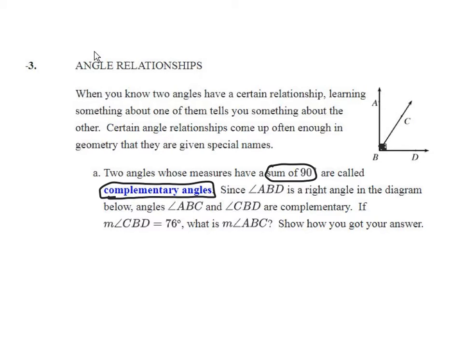Since angle ABD is a right angle in the diagram, ABC and CBD are called complementary. If CBD is 76 degrees, what is the measure of angle ABC? So we're looking for that one if that's 76. Well, I know that they add up to 90. If I take away the 76, I get 14. So this would be 14 degrees.